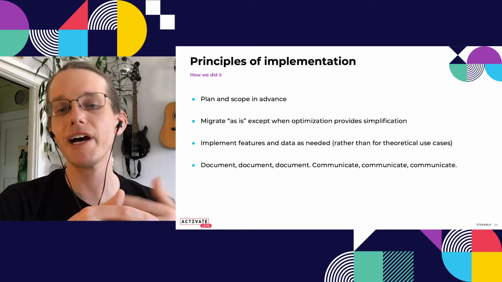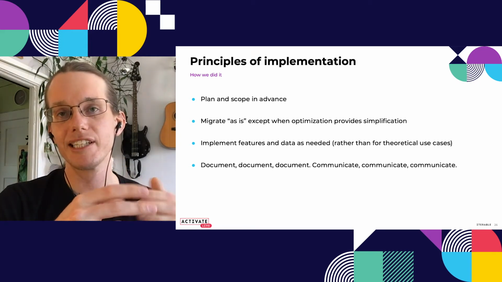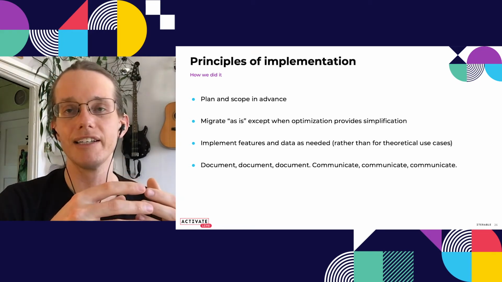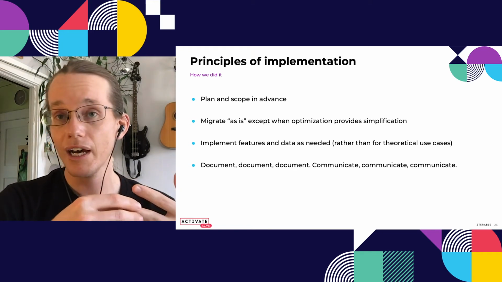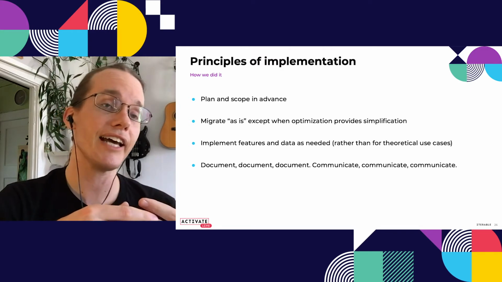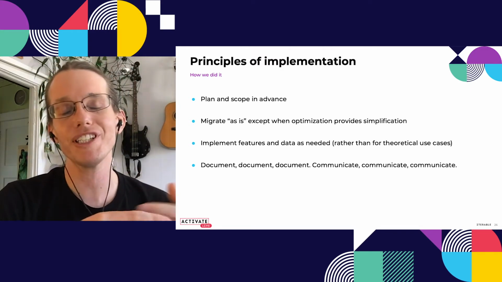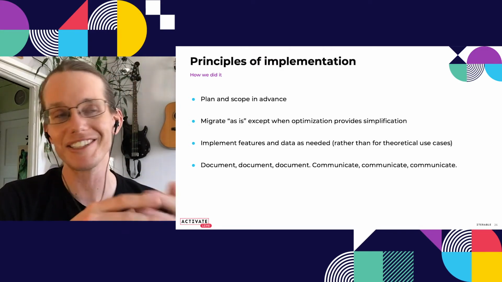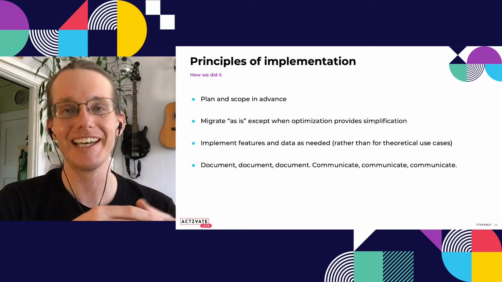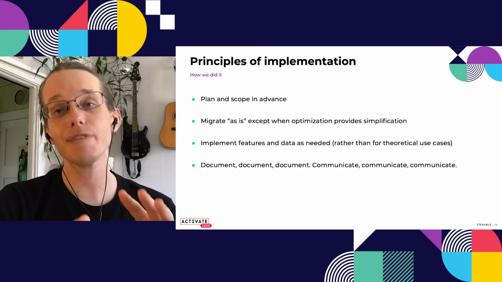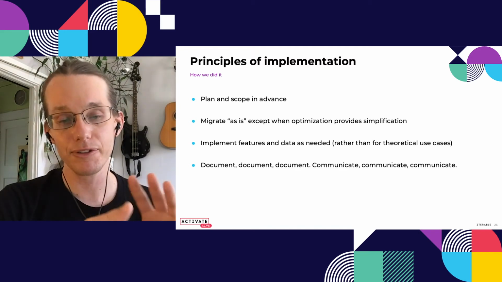We also said that we would migrate as is, except when simplifying provided an optimization in the amount of work we had to do. I initially had the idea, hey, we're going to touch everything. Why don't we just set up a test on every single one of our emails? I was completely wrong. That would have doubled the migration time easily and led to a lot more room for error. So instead, we migrated as is, except for a few exceptions.